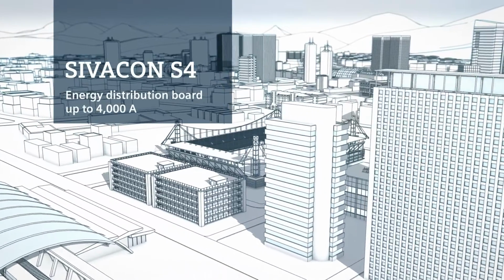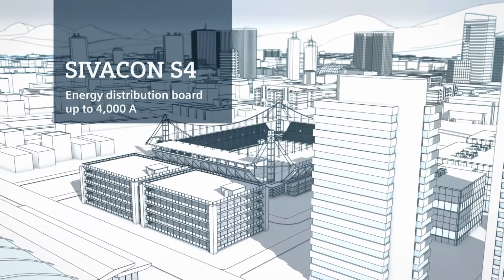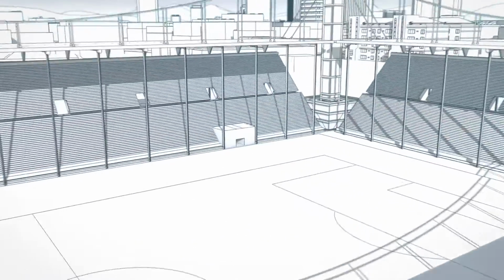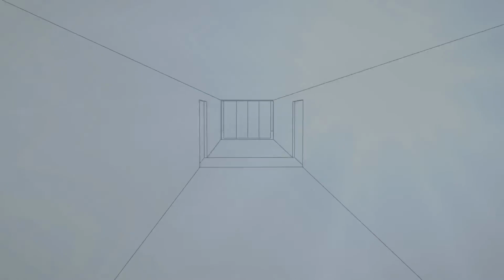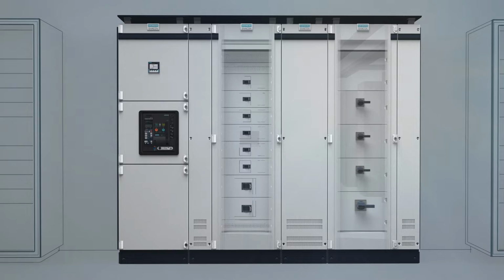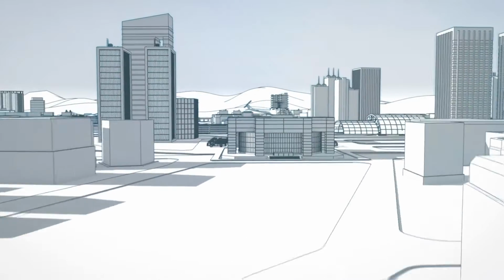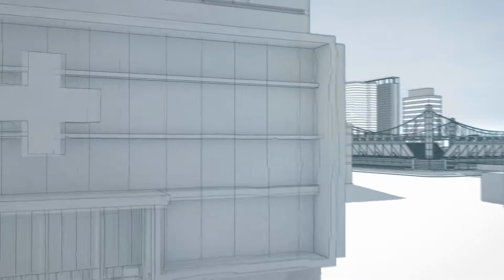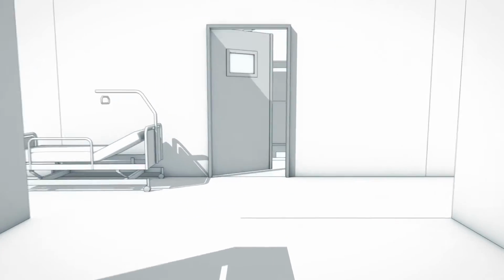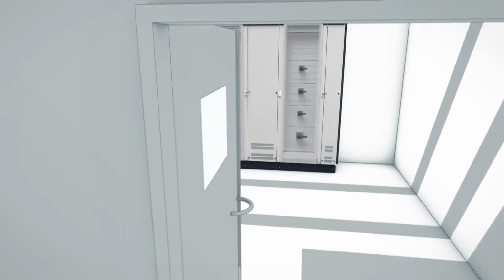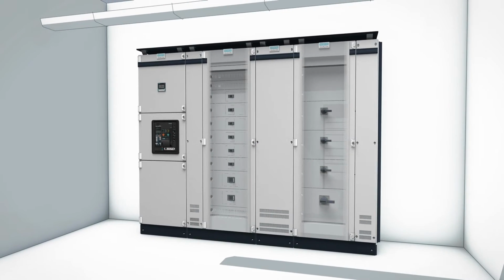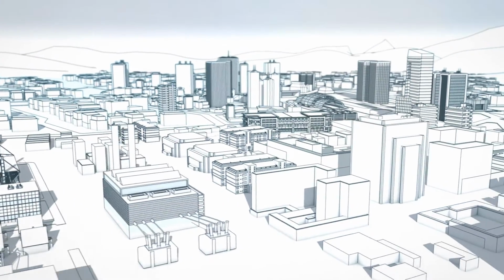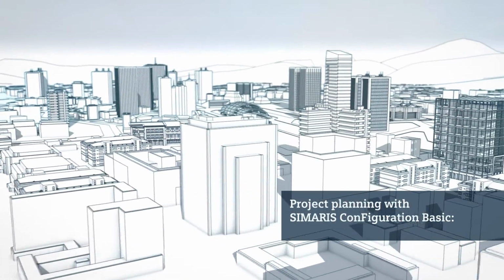SIVACON S4, a power distribution board that raises the bar. Its area of application is current intensities of up to 4,000 ampere in industrial systems and infrastructures. SIVACON S4 offers superior levels of safety for people and systems. This cubicle is a design-tested combination of power switchgear and control gear. It is globally renowned for superior safety, flexibility, and system availability.